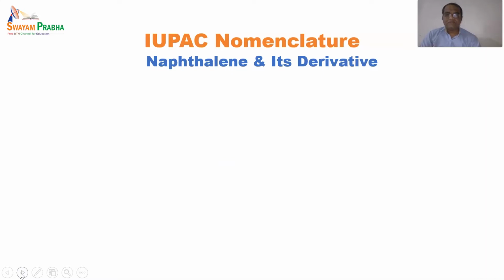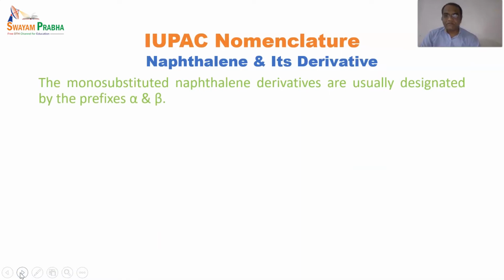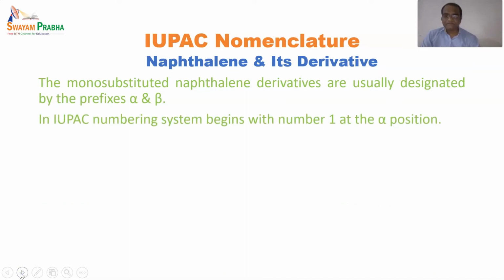IUPAC nomenclature for naphthalene and its derivatives. The monosubstituted naphthalene derivatives are usually designated by the prefixes alpha and beta. In the IUPAC numbering system, numbering begins with the number 1 at the alpha position. So this is the structure of naphthalene.